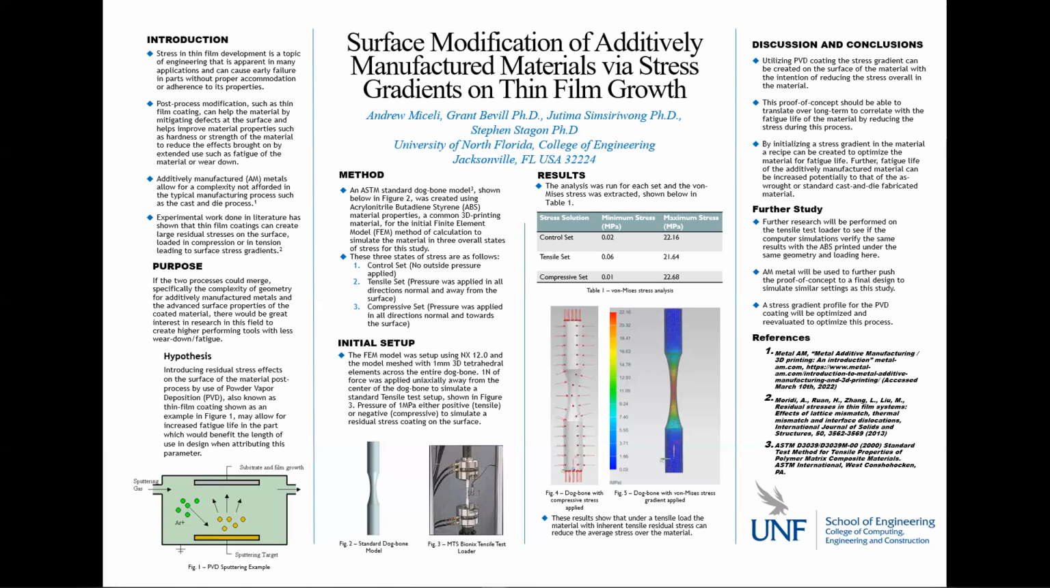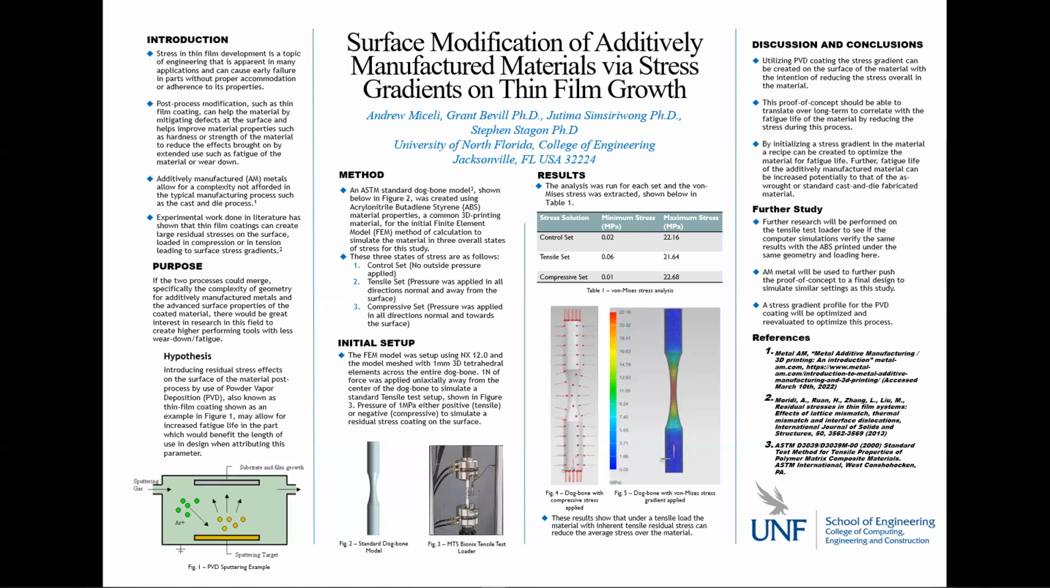And in this study, the overall or the average stress resulting from the simulation was extracted via the von Mises stress and compared between all of the sets. So after this initial study has been completed, we can see that the specific surface stress gradient could reduce overall stress throughout a model, and that the PVD coating preferentially deposited could be an optimal route for mitigating stress in the material.